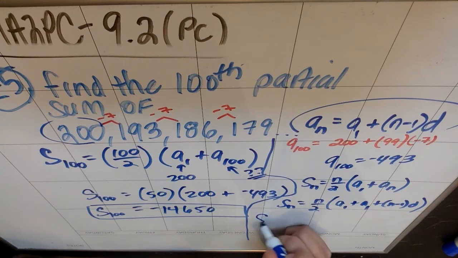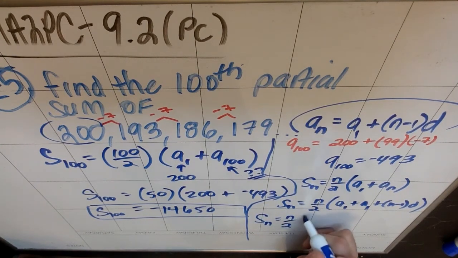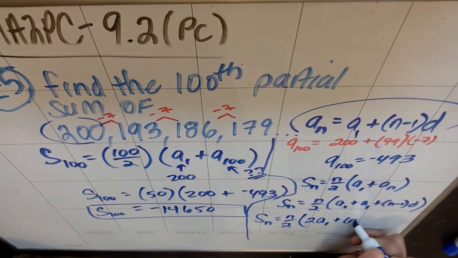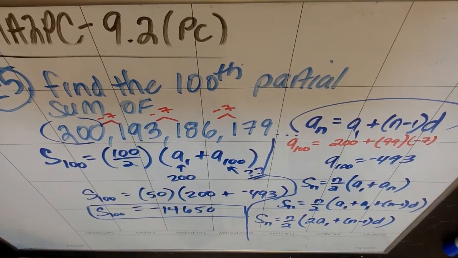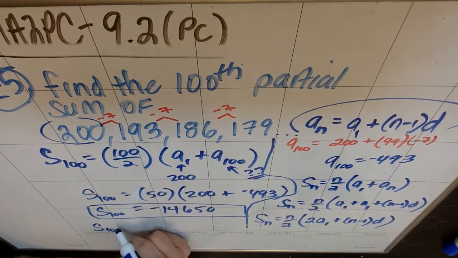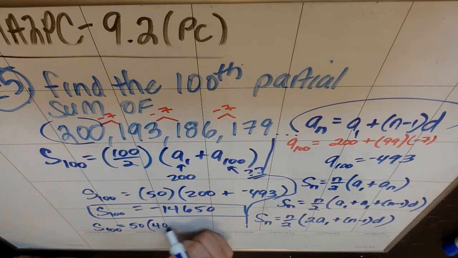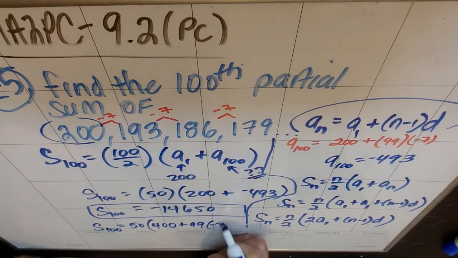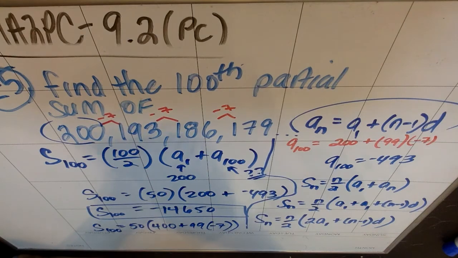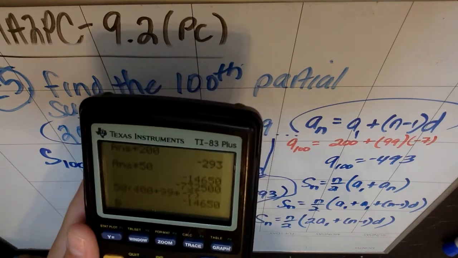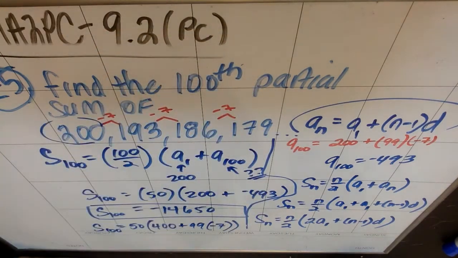So really what would end up happening is that you could use the formula S sub n equals n over 2 times 2 A sub 1 plus n minus 1 times d. And again, that would be a shortcut that allows you to jump right to this answer. Because if you did that, you'd get that S sub 100 was 50, 100 over 2, and then 2 times A sub 1 would be 400 plus 99 times negative 7. And if you type that in your calculator, 50 and then in parentheses 400 plus 99 times negative 7 and hit enter, you'll see that you get that same negative 14,650 that you would have gotten anyway, and that's fine.